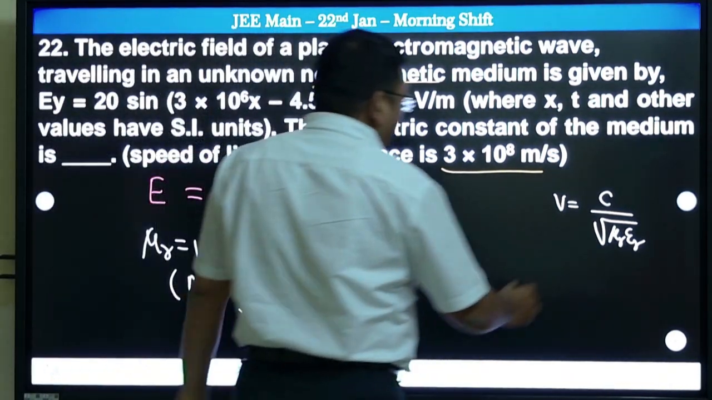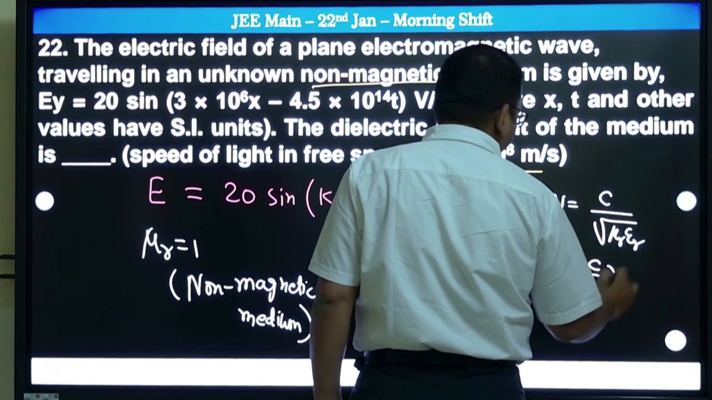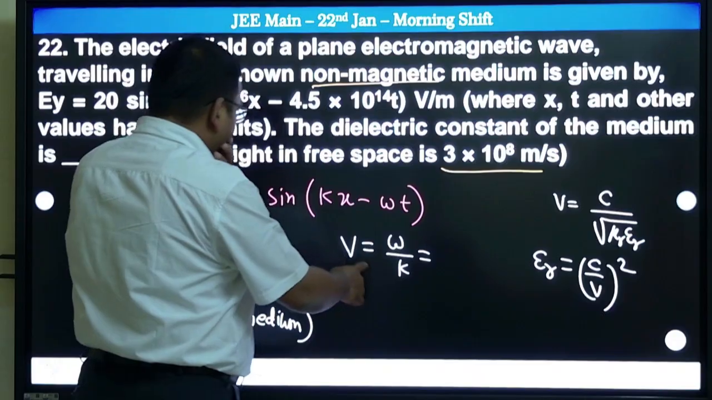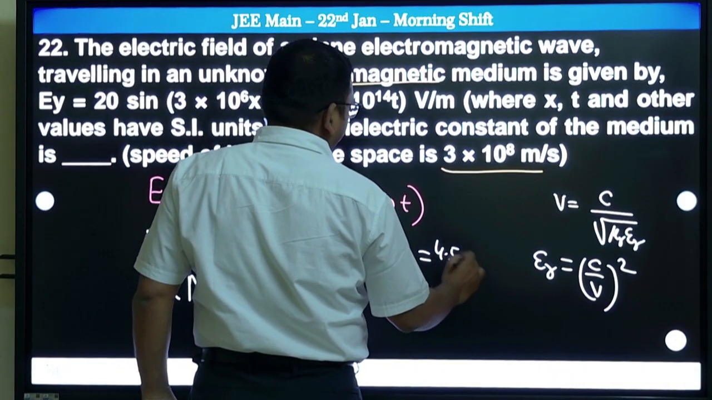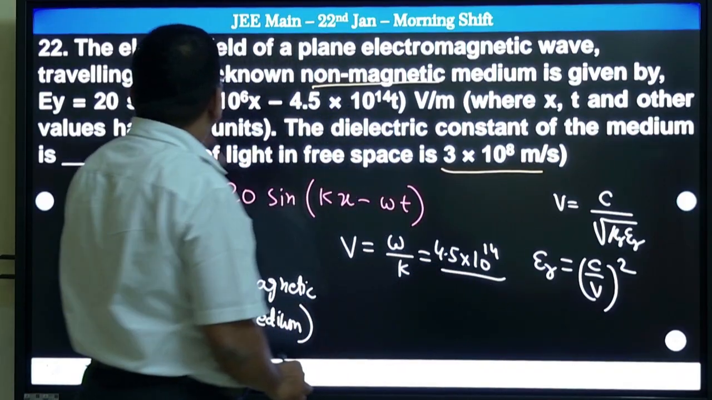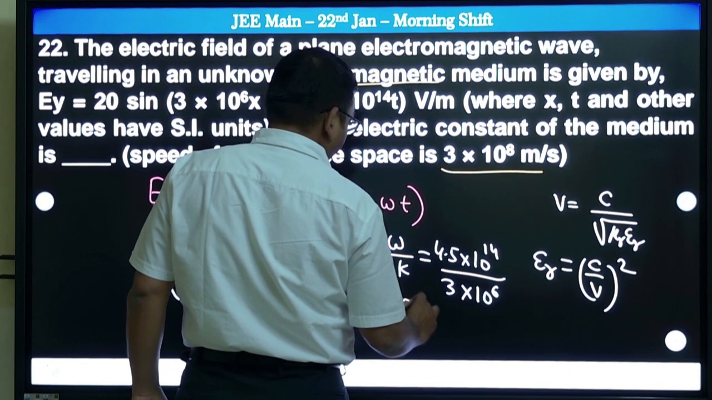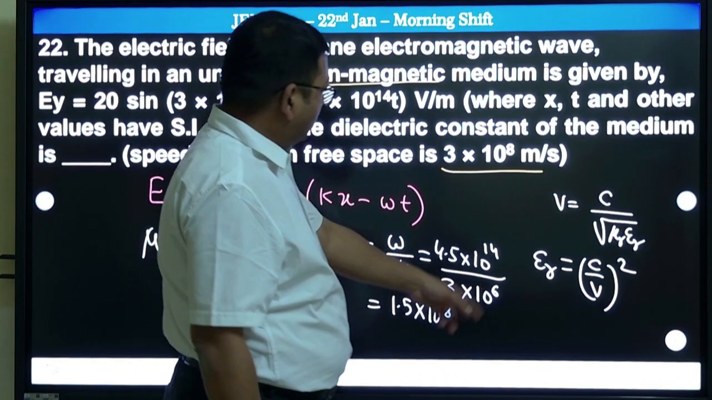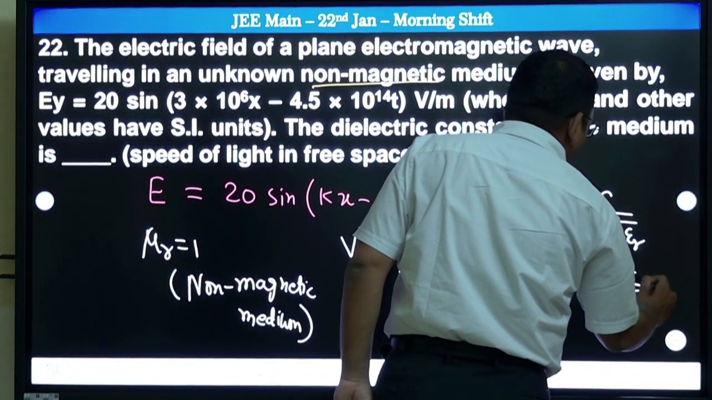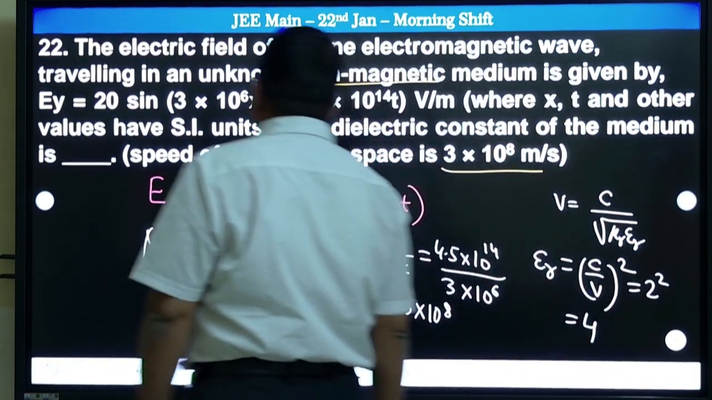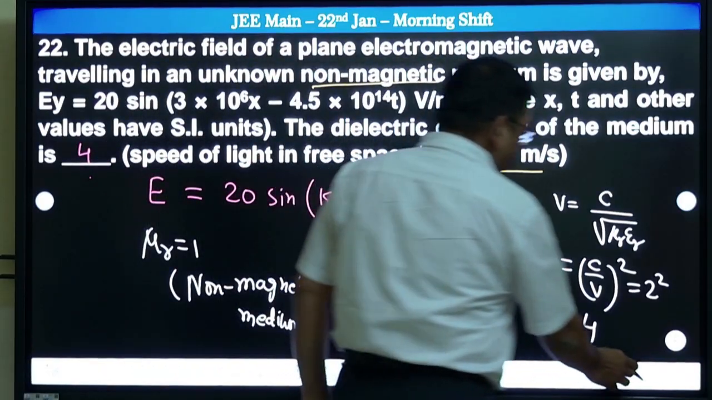So that means you will get epsilon r as c by v whole square. Just calculate this c by v. v you calculate as omega by k. Omega is 4.5 into 10 to the power 14, by k is 3 into 10 to the power 6. So this is coming as 1.5 into 10 to the power 8. So c by v will become 2, because c is 3 into 10 to the power 8. So this will become 2 square, that means 4. So the correct answer will be 4. Fine. Let us move to the next question.